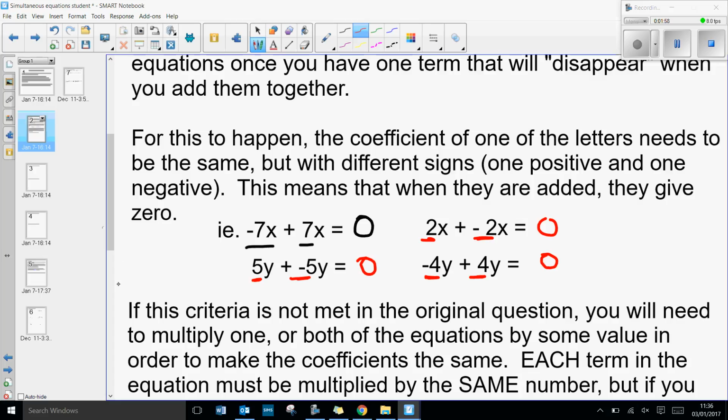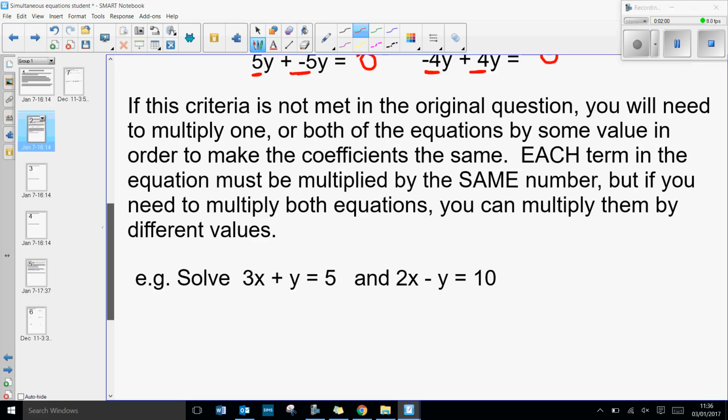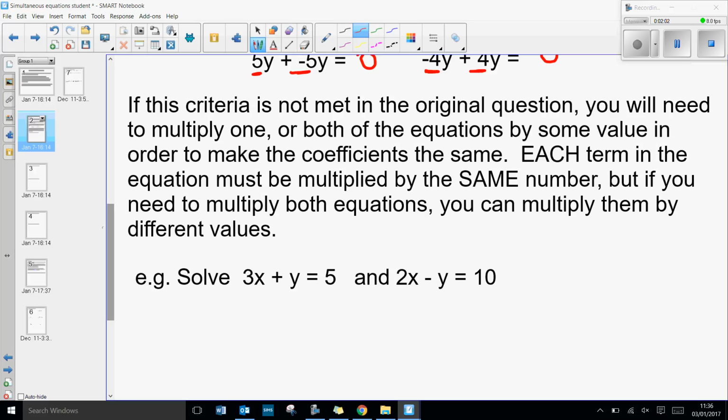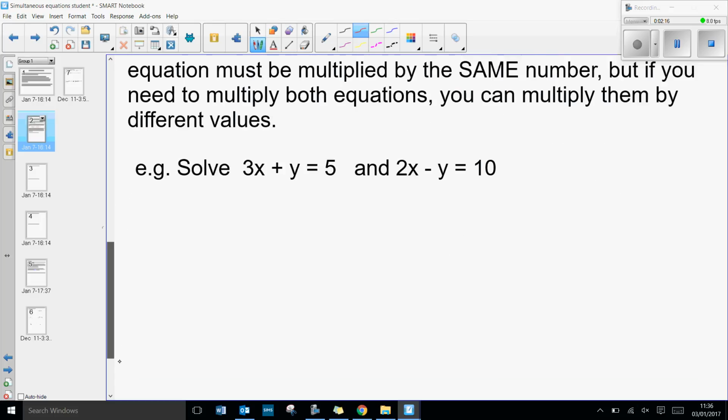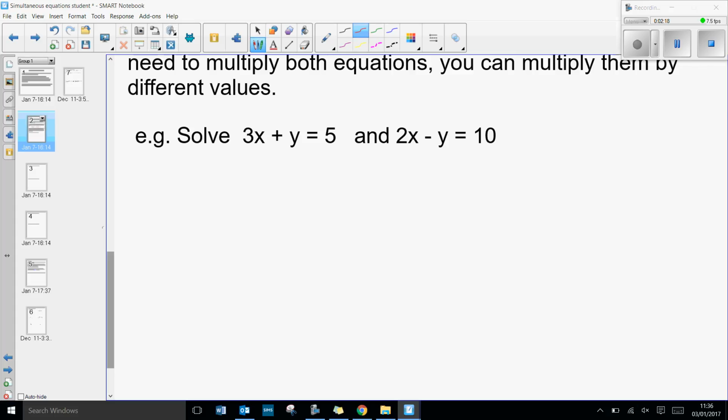So that's our aim. If the criteria is not met in the original question, then we need to multiply one or both of the equations by some value to make the coefficients the same. The easiest thing for me to do is to go through several examples with you. Looking at this first example: solve 3x plus y equals 5 and 2x minus y equals 10.